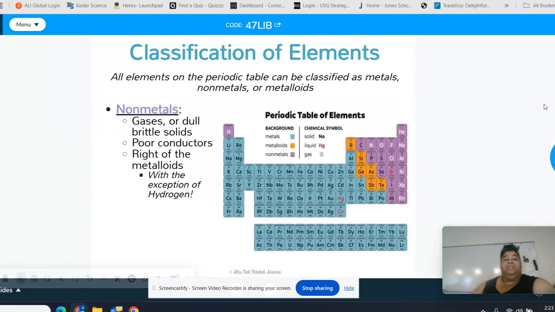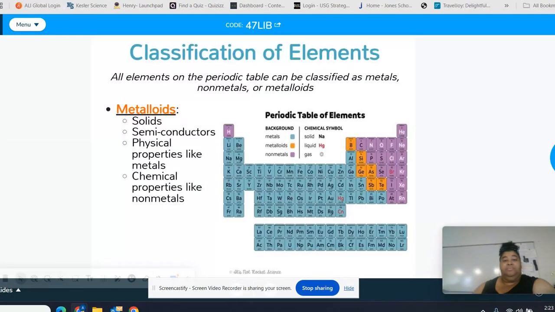Next classification, non-metals. They're gases or dull brittle solids, poor conductors. They're located to the right of the metalloids, with the exception of hydrogen. And the third classification of elements is metalloids. So metalloids are solids, semiconductors, with physical properties like a metal, and they have chemical properties like nonmetals.